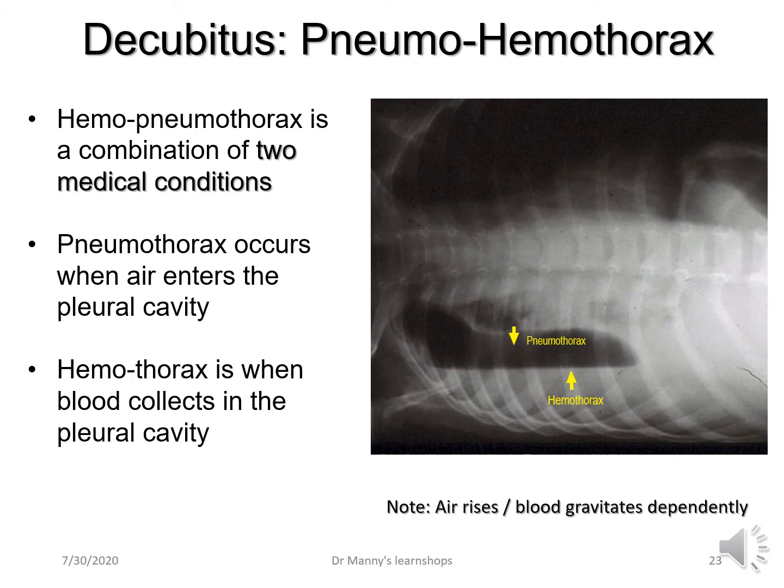Another example of a pneumo-hemothorax taken in the decubitus position. And as I said, it's a combination of two medical conditions. And just to repeat, pneumothorax occurs when air enters the pleural cavity. Hemothorax occurs when blood collects in the pleural cavity. And here you've got the person being positioned on their side, the affected side. Air gravitates up, fluid, blood gravitates down. And you can see a fluid level. And you can see the pneumothorax.